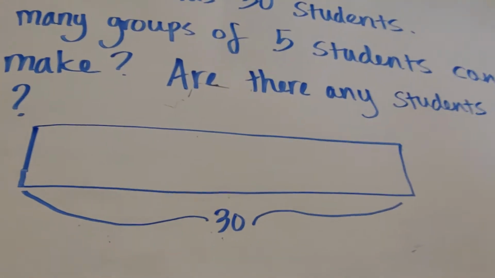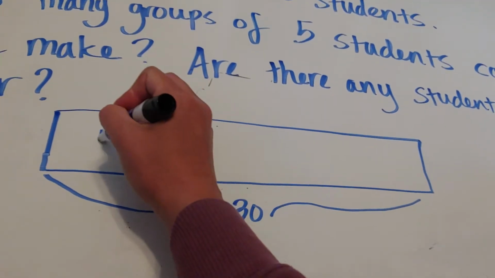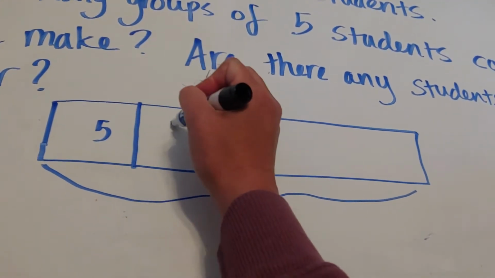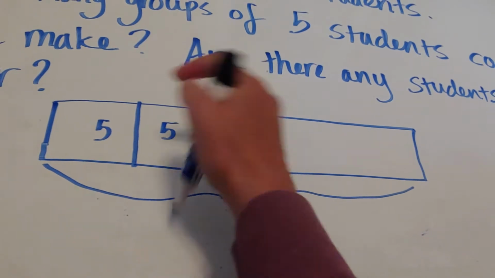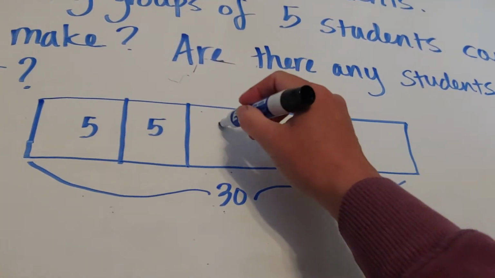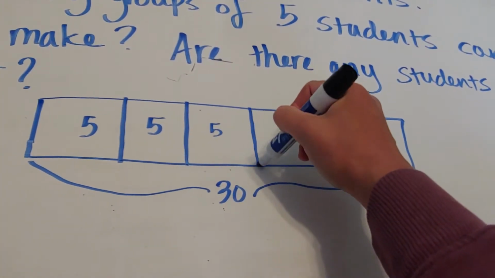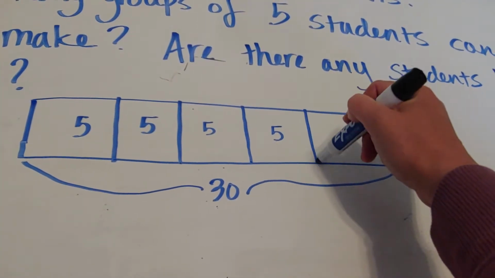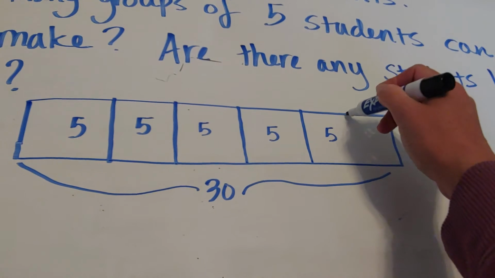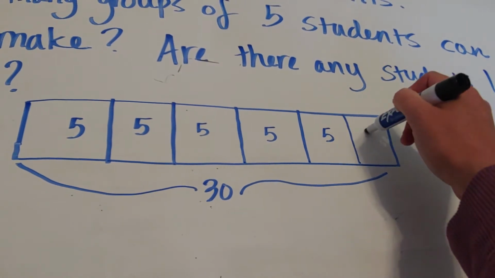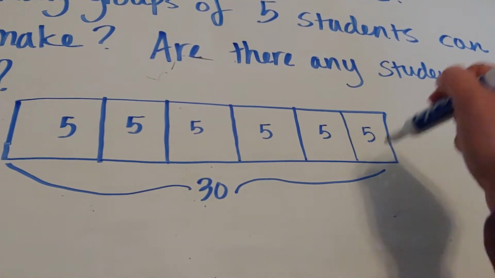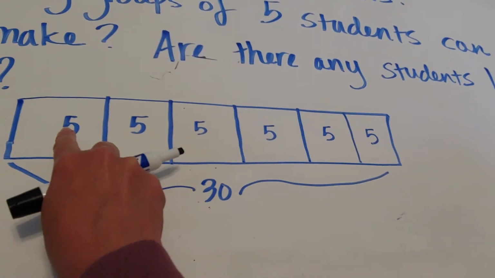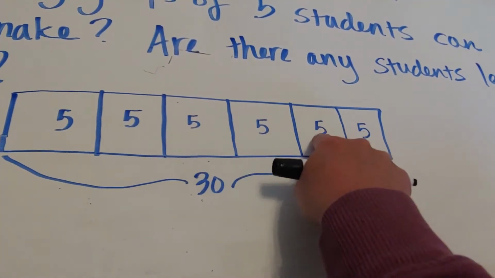So we want to chunk it up into groups of 5. So I have 5 students. Another 5. 5 and 5 is 10. Another 5, 15. Another 5, 20. Another 5, 25, and then another 5 is 30. So as you can see, I just grouped 5. So 5, 10, 15, 20, 25, 30.